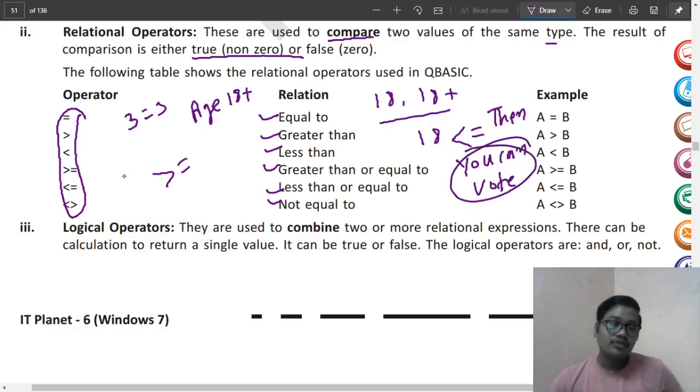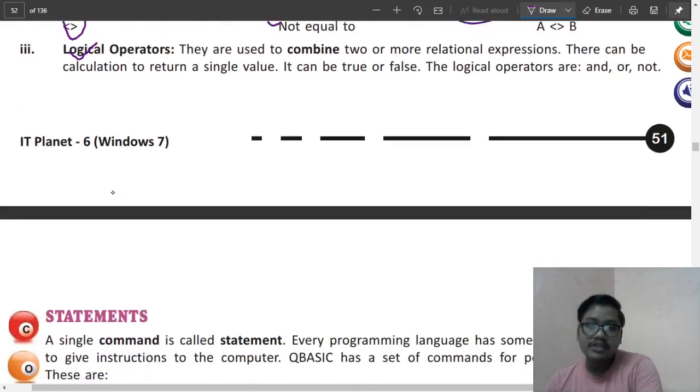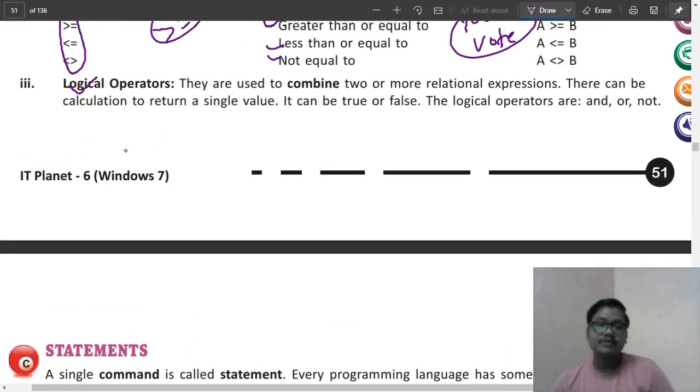Okay, so this is greater than or equal to, and the last is the logical operator. In the logical operator we will find a combination of some values.